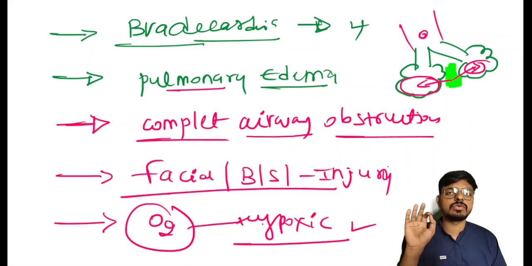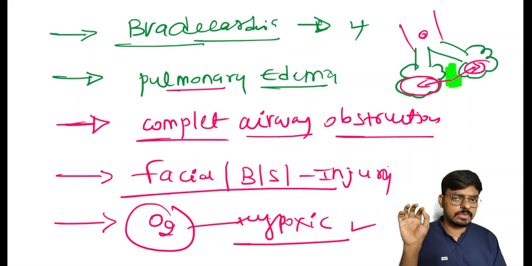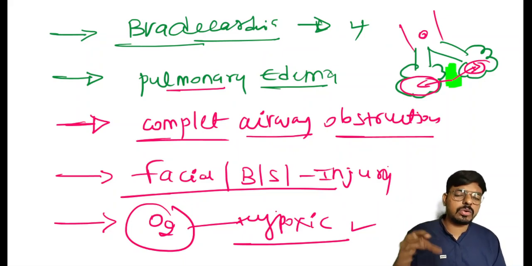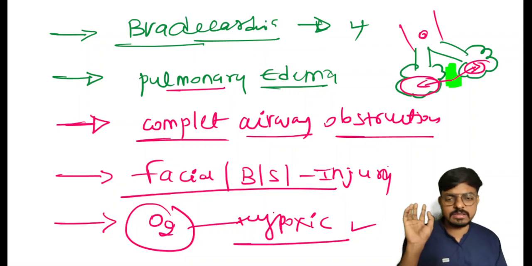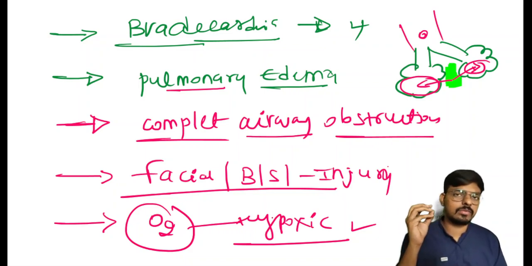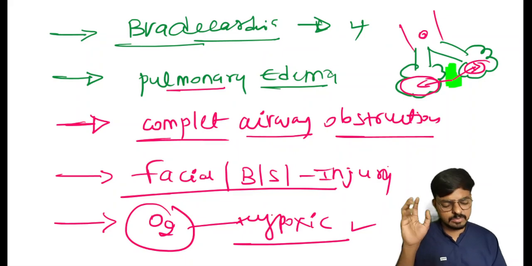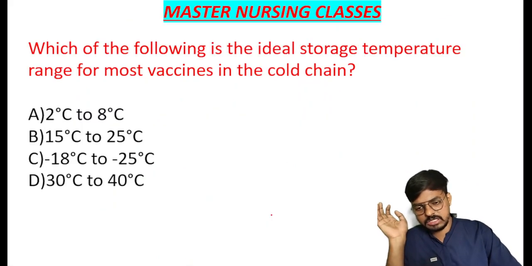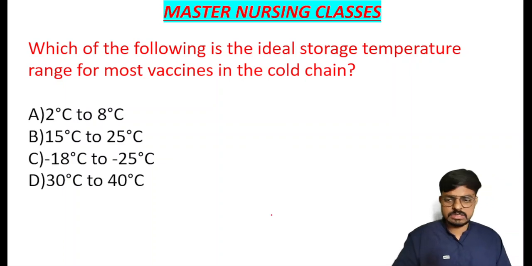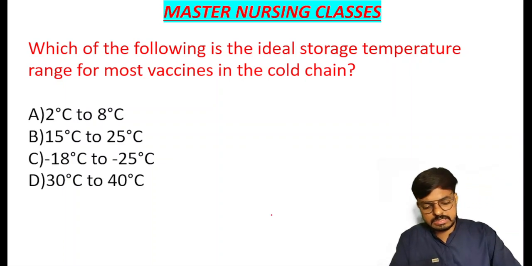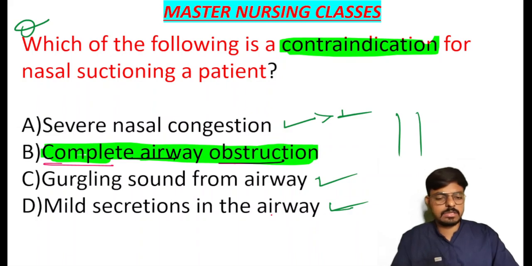Then comes hypoxia despite administration of oxygen. Even after giving oxygen, if the patient still has hypoxia, then what does it mean? This airway is completely blocked. If the airway is completely blocked, again it is completely contraindicated for suctioning. Very importantly, I hope the answer is clear for this one. Option B is the correct answer.